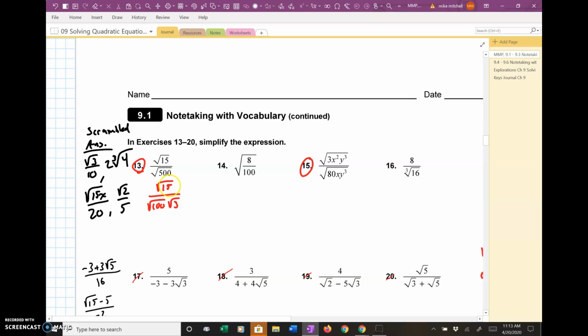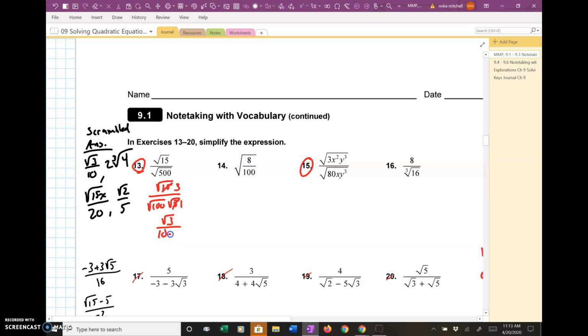Now, since both 15 and 3 are under square roots, I can reduce those. That's just going to go to, oops, that's not a 3 there, that should be a 5. But 5 goes into 15, I can reduce that. In 15 it goes to 3, that goes to 1. So I'm going to have square root of 3. Square root of 100 is 10.